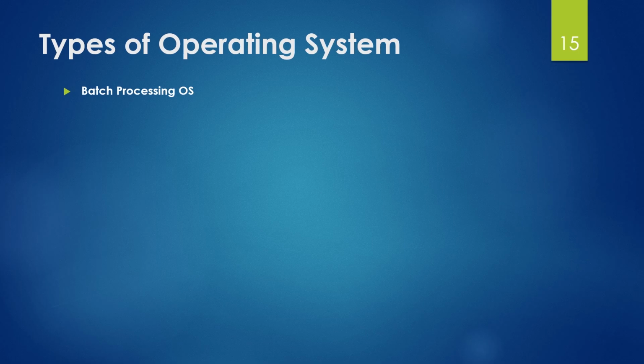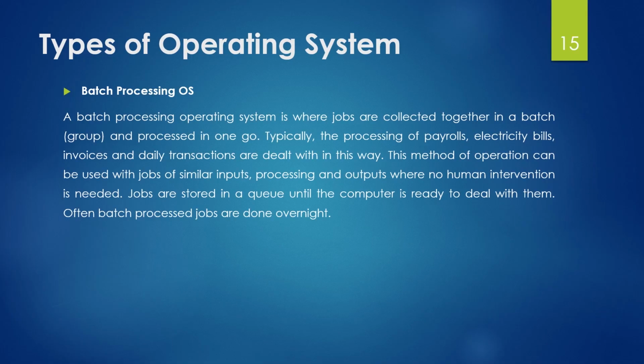Next one is the batch processing operating system. A batch processing operating system is where jobs are collected together in a batch, that is in a group, and processed in one go. Typically, the processing of payrolls, electric bills, invoices, and daily transactions is dealt with in this way. This method of operation can be used with jobs of similar inputs, processing, and outputs where no human intervention is needed. Jobs are stored in a queue until the computer is ready to deal with them. Often batch processed jobs are done overnight.